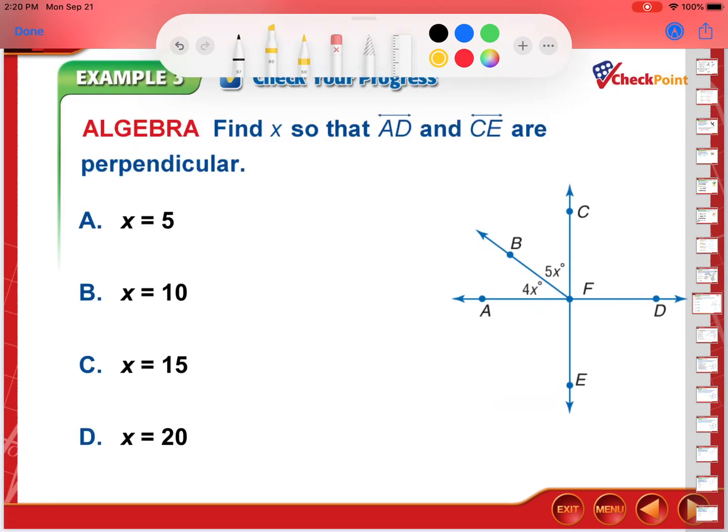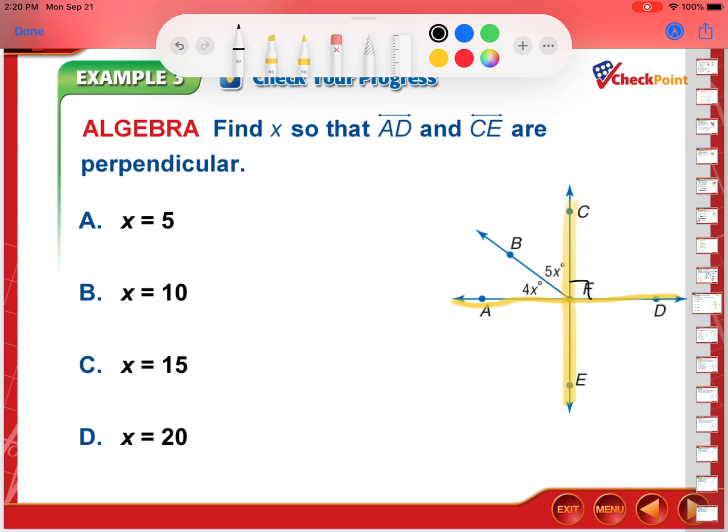So, find x so that line AD and line CE are perpendicular. So they want us to say line AD, so this line straight across here, and line CE, straight up and down, are perpendicular.